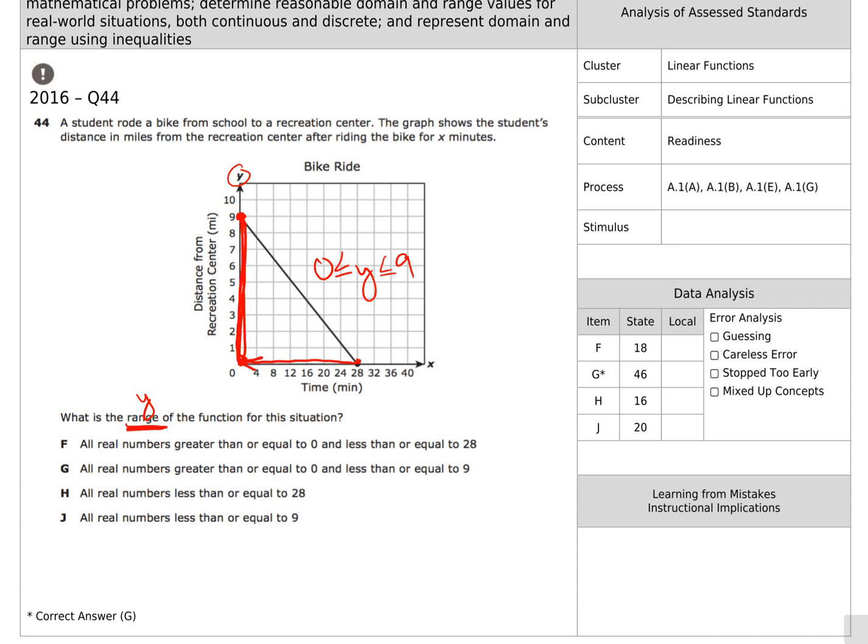We read the answers. All real numbers greater than 0 and less than 28. No. 28, that would have been the Y, so that's the domain. That would have been the X, rather. So that's the domain. All real numbers greater or equal to 9. That's the answer that we had said.